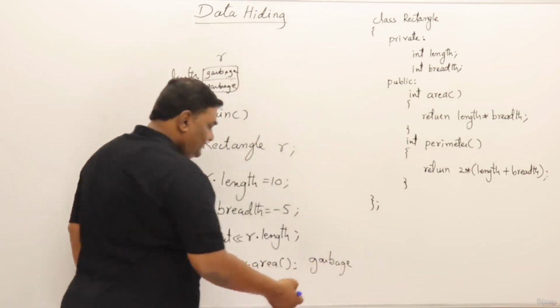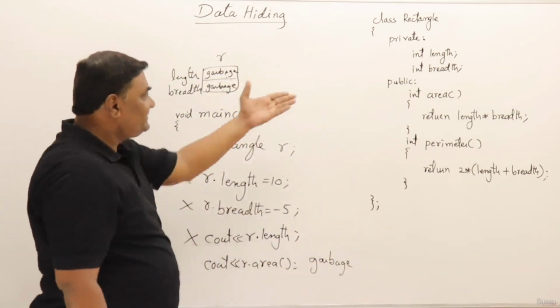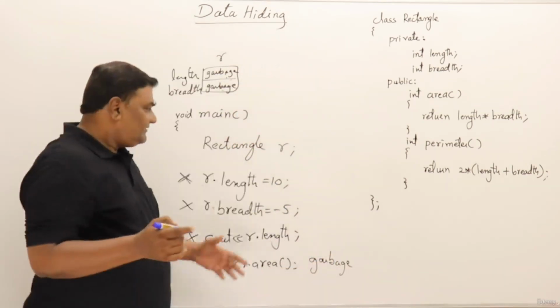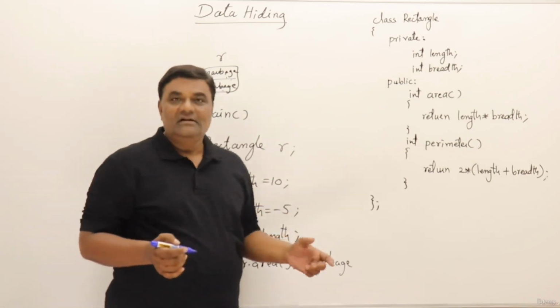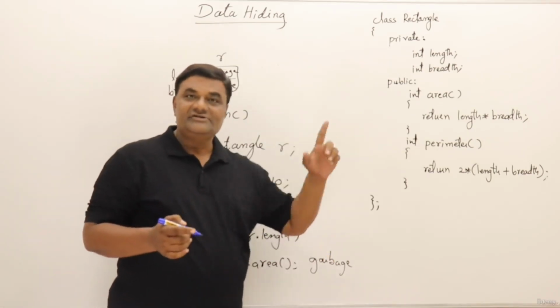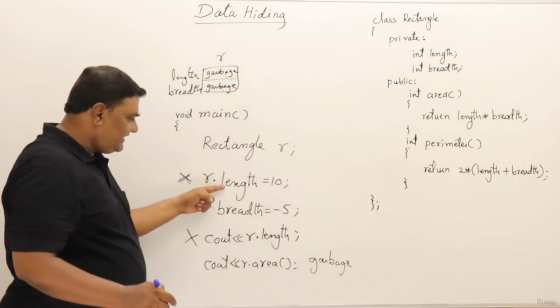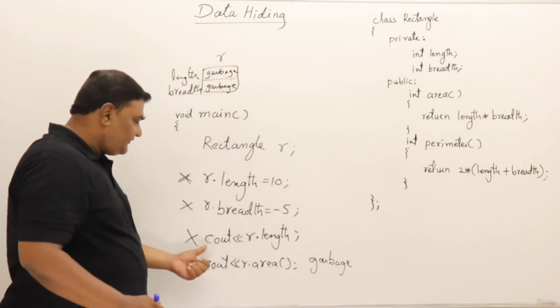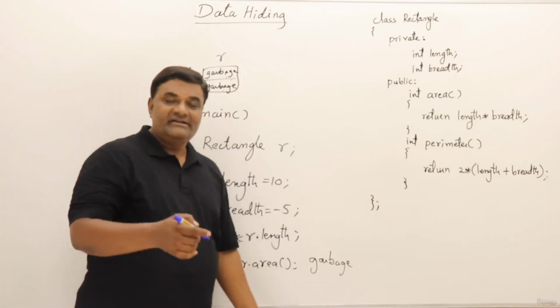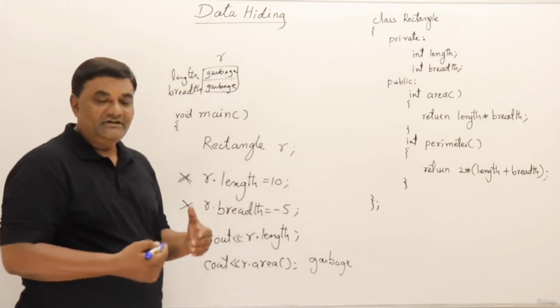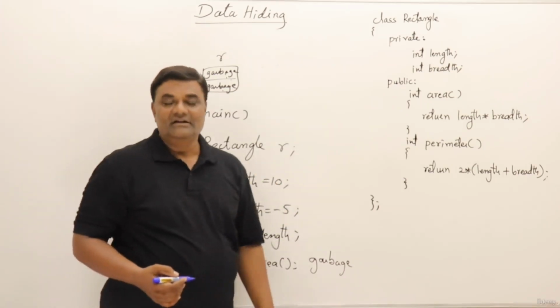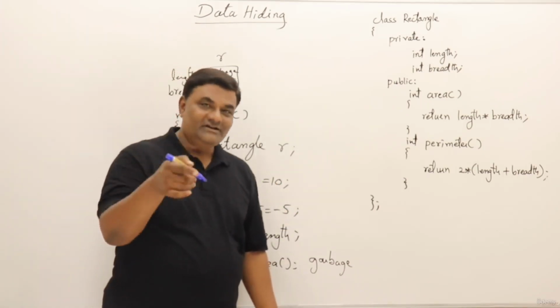Oh, this is a problem then. I am unable to set that length and breadth. Then how to set this? Like we said that functions should be public, there should be a function for setting the length and setting the breadth, and also when you want to read them, there should be a function for getting the value of length and getting the value of breadth. So now I should write functions.